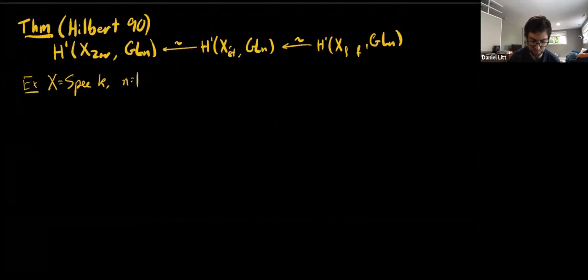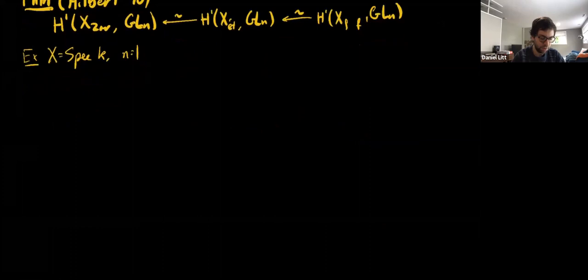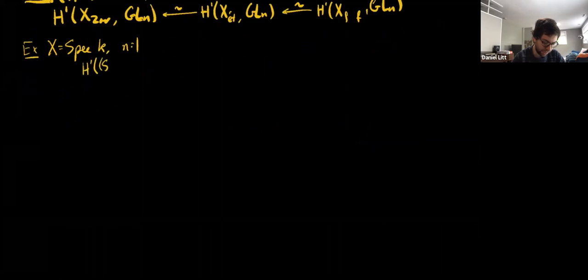So we're looking at the Étale cohomology of a field with coefficients in G_m. In this case, can anyone tell me what is H^1 of Spec K, Zariski, with coefficients in G_m? I'm asking about line bundles on Spec of a field.